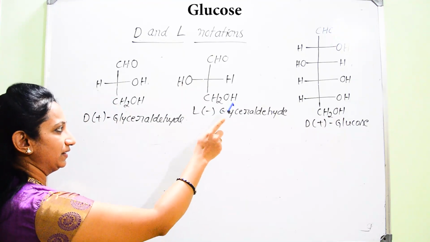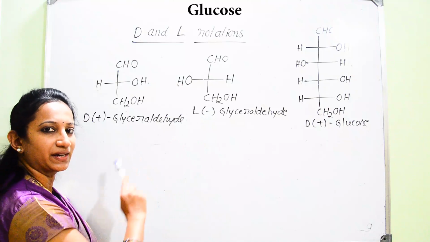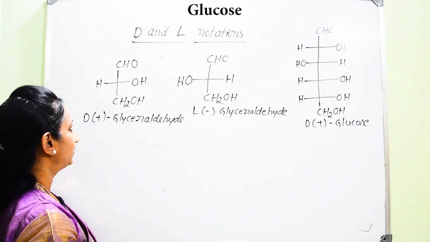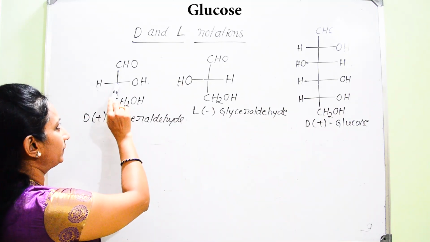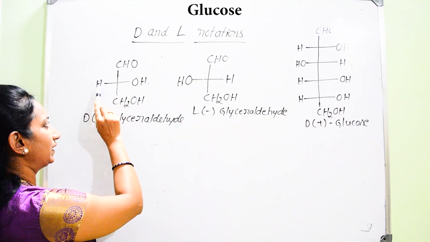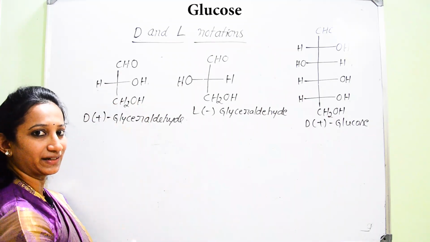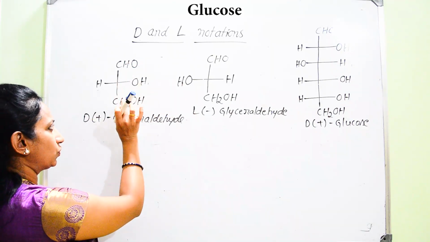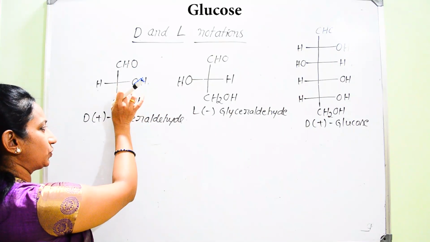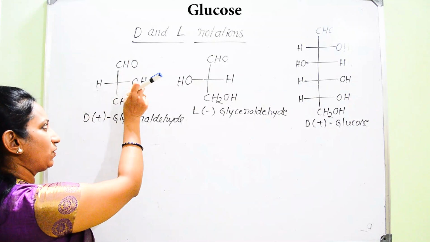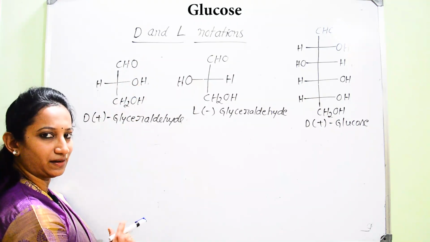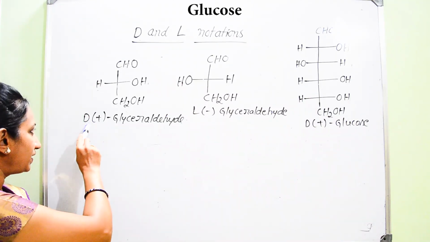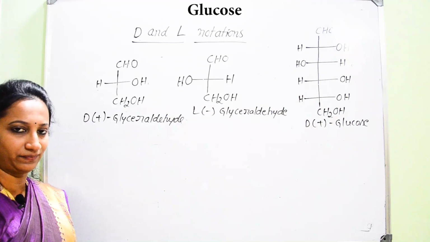So what is the difference between the D notation and the L notation? As I told you, glyceraldehyde is taken as standard. Here the central carbon atom is attached to H on the left hand side and OH on the right hand side. The glyceraldehyde in which the carbon atom next to the CH2OH group bears the OH group on the right hand side will be denoted by capital letter D, that is D-glyceraldehyde.